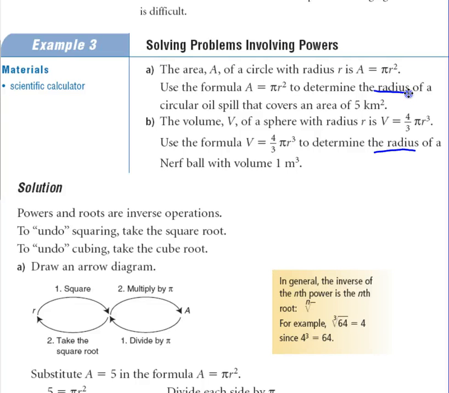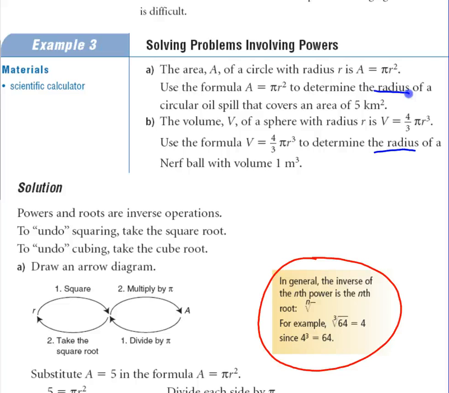So if we look at the summary here, powers and roots are inverse operations. So to undo squaring, we take the square root. To undo cubing, we take the cube root. And we'll learn about exponent laws lots in this chapter, but in general, the inverse of the nth power is the nth root. So if we want to undo the fifth power, we would use the fifth root.